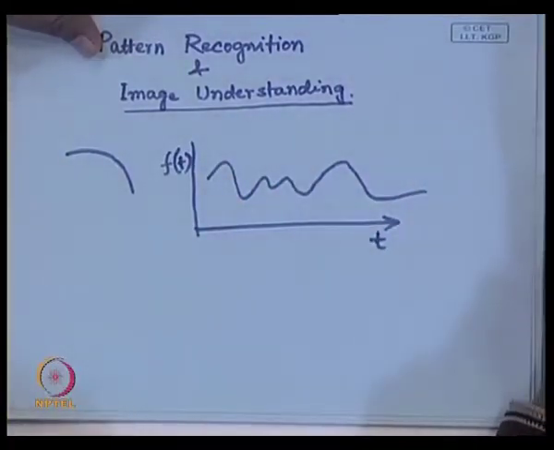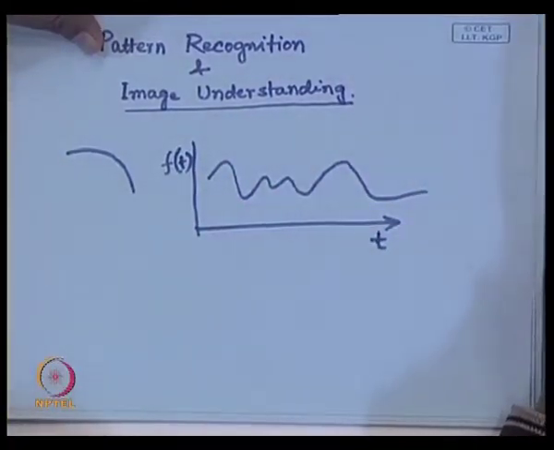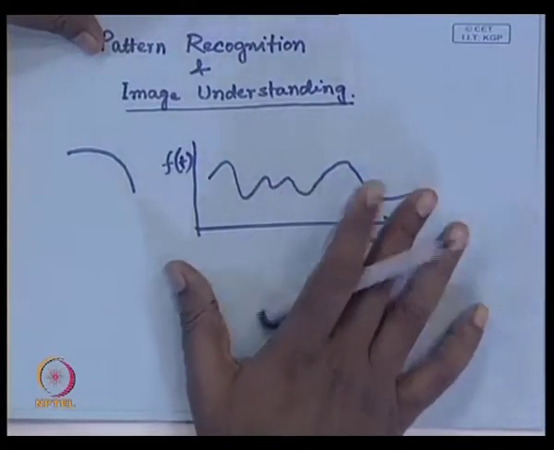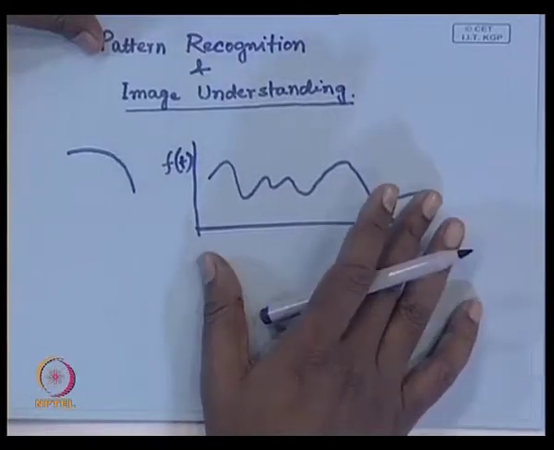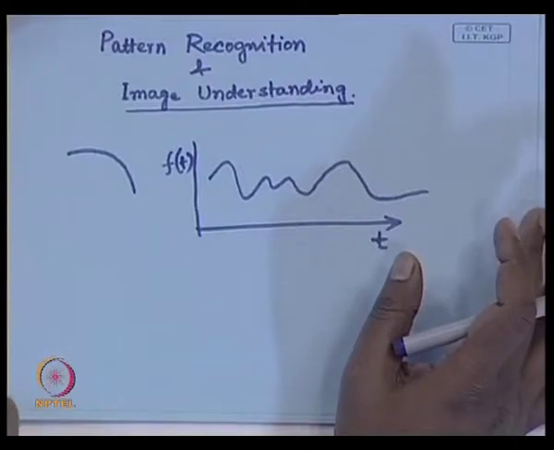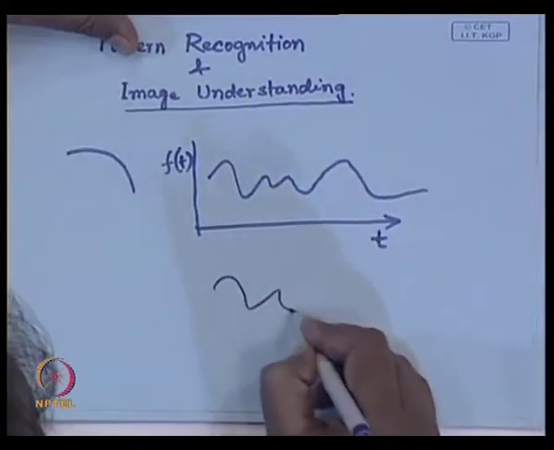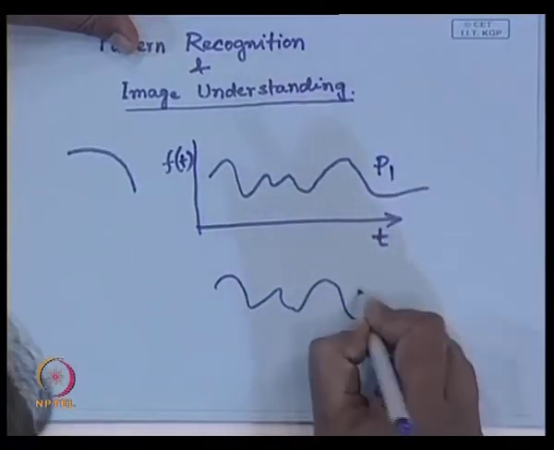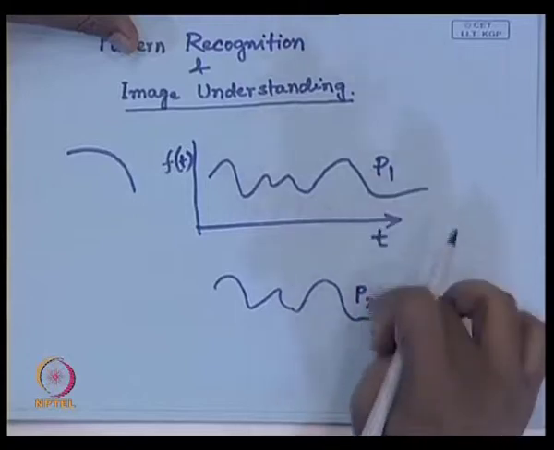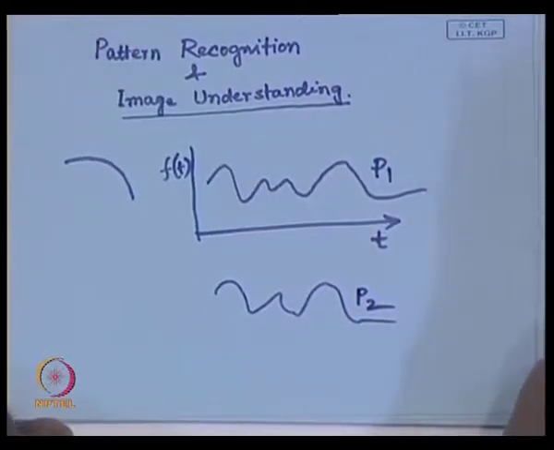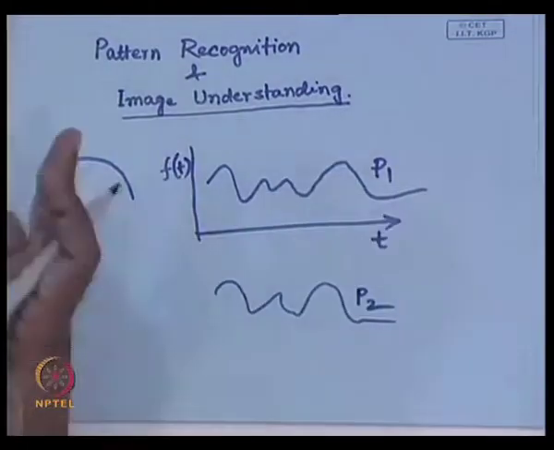this is not a simple pattern like a circular arc. So in these cases we have to find out what kind of features we should be able to extract which are useful for recognition or classification purposes, so that, given another pattern of similar form, I can say whether this pattern P 1 and this pattern P 2 are the same, similar, or widely different. So this pattern recognition problem is nothing but a matching problem.